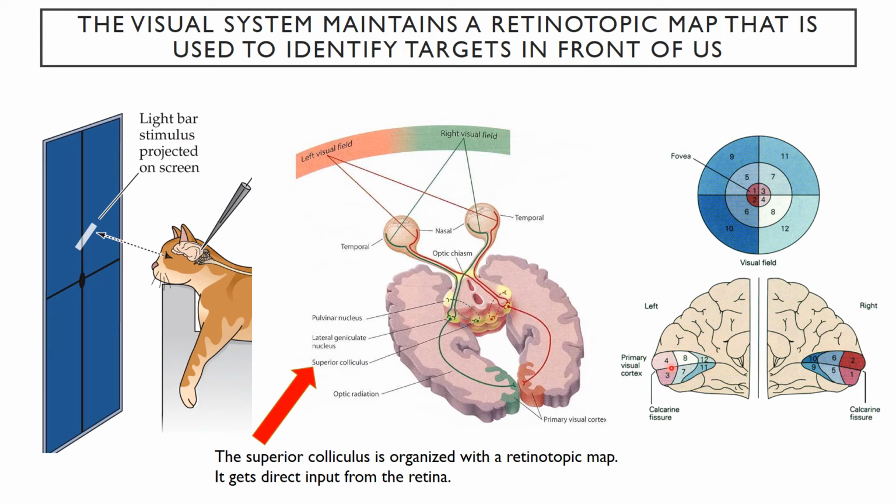So there is this map within the visual field, retinotopy maintained within the visual cortex, but there is also retinotopy maintained in other important targets of the eye, which is the superior colliculus. So this is where we're going to talk about the superior colliculus. This is also organized with a retinotopic map. However, the superior colliculus gets direct input from the retina. So the retina actually synapses directly onto the superior colliculus.